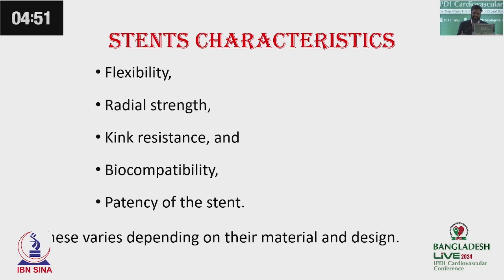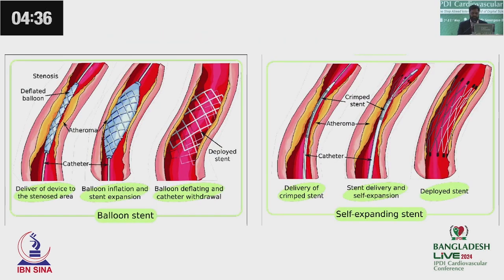Stents have various characteristics that we need to know before selecting a device, like flexibility, radial strength, kink resistance, biocompatibility, and patency of the stents. This depends on the material and design of the stent. Here you see two pictures: balloon expandable stents and self-expanding stents. There is a built-in balloon within the stent in the case of balloon expandable stents, and there is no balloon in the case of self-expanding stents, and we can dilate it if necessary using a balloon separately.